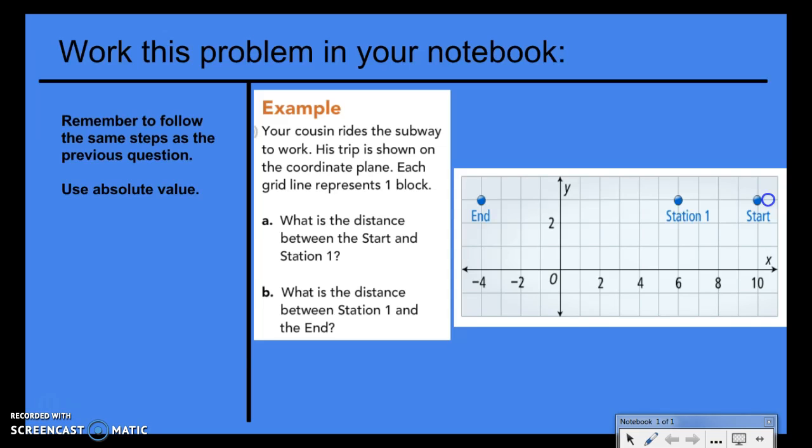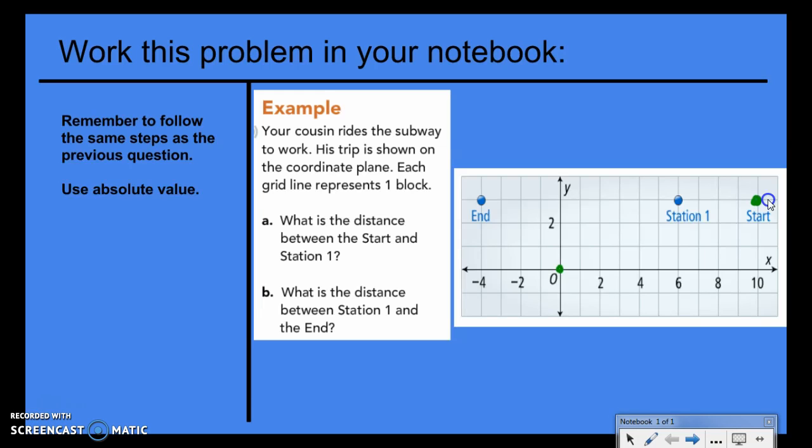So your cousin rides the subway to work. His trip is shown on the coordinate plane. Each grid line represents 1 block. So each of those little squares represents 1 block. Okay? The first question asks this: what is the distance between the start and station 1? Now, when I say the start, I don't mean the origin. They're actually talking about where the start of the problem is.